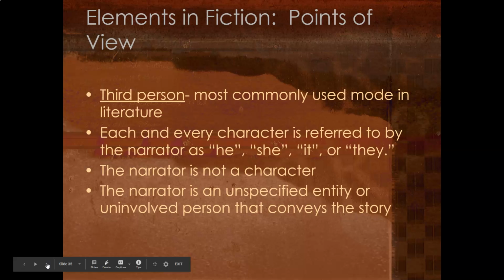Third person is the most commonly used point of view in literature. Each and every character is referred to by the narrator as he, she, it, or they. The narrator is not a character, and the narrator is an unspecified entity or uninvolved person that conveys the story.